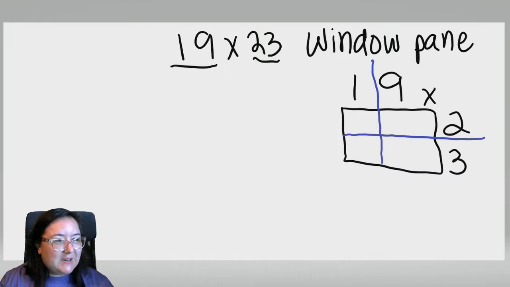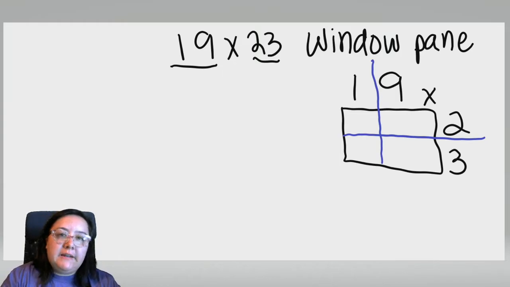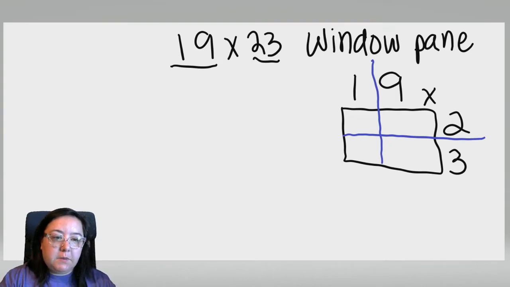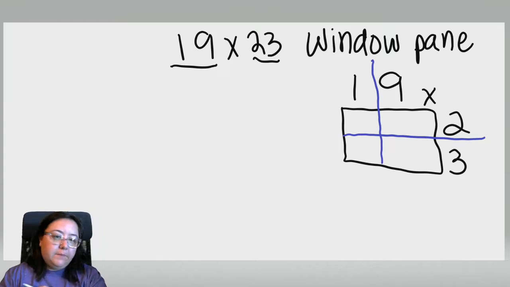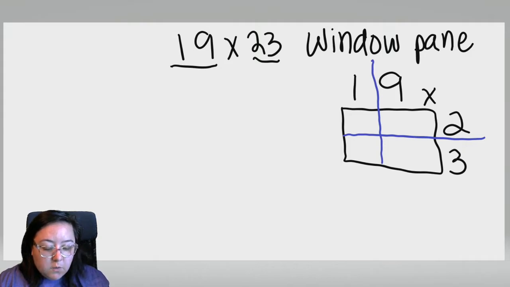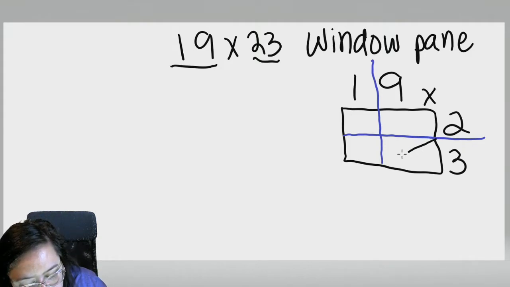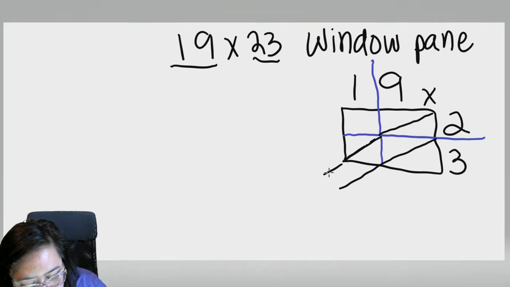Sorry, let me backtrack. So now this is your initial setup. Before we can even start multiplying, we need to split these boxes diagonally, and those diagonal lines are going to represent the difference between the tens place and the ones place. So what I tell my students is corner to corner and draw through. Corner to corner, draw through. My pen's being a little finicky. Corner to corner and draw through.